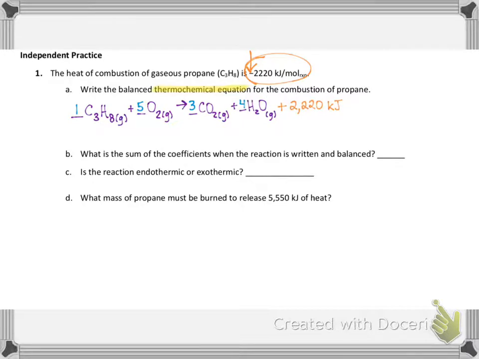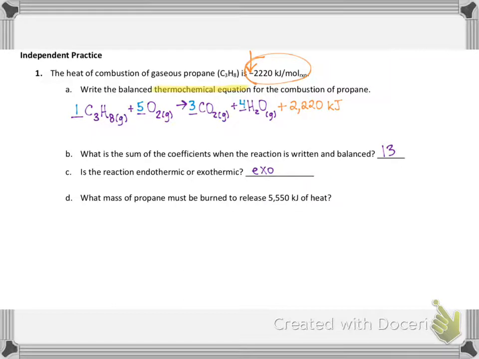Watch out for the units. Remember, the per mole of reaction is implied when it's written within the reaction itself. All right, so the sum of all the coefficients, if you add them all up, should be 13. And this was definitely exothermic.